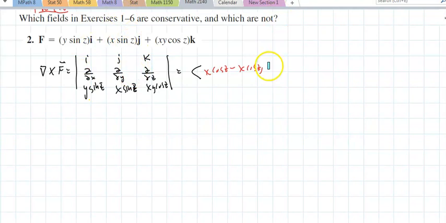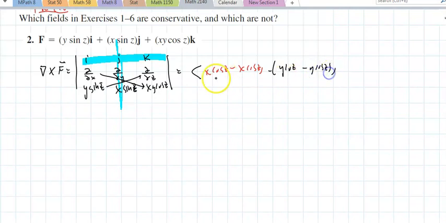If I want to figure out the j component, that always picks up a negative, and I'll take the partial with respect to x, that's y cosine of z, minus the partial with respect to z, y cosine of z. So far, it seems I'm on the right track. If I notice automatically that that's not a 0, or one of them is not a 0, I stop. I'll say, hey, it's not conservative.